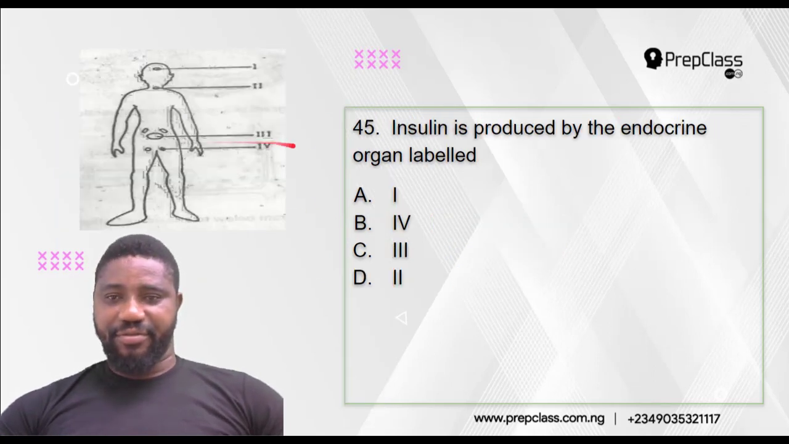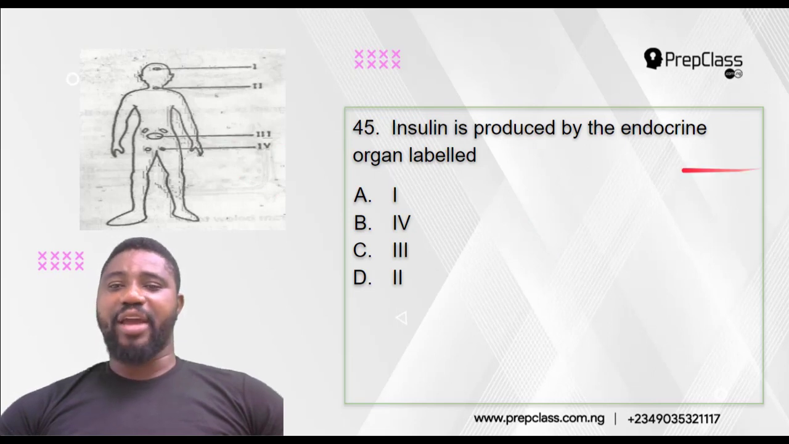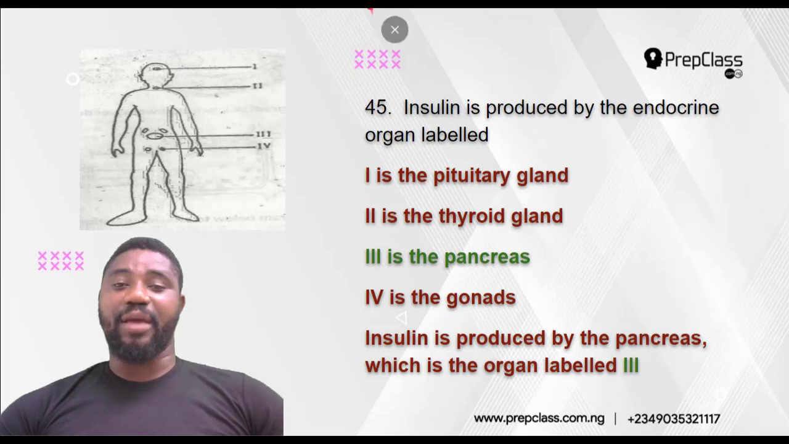45. Insulin is produced by the endocrine organ labeled. Is it 1? Is it 2? Is it 3? Is it 4? We need to identify each of them.